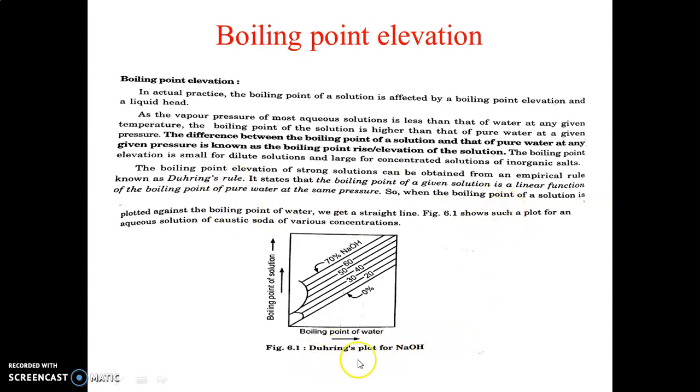and this type of plot is called a Duhring plot. So here, if we look at the x-axis, the boiling point of the water is given at different pressures, and on the y-axis, the boiling point of the solution is given. So suppose, this is for NaOH. If we want to calculate, suppose for a 30% concentrated solution, you have to take the boiling point of the water from here. You go along this line and then move in this direction to the y-axis. So here you get the boiling point of the solution.